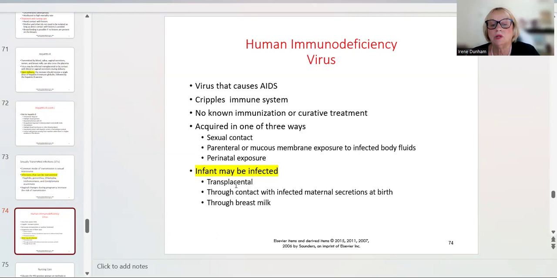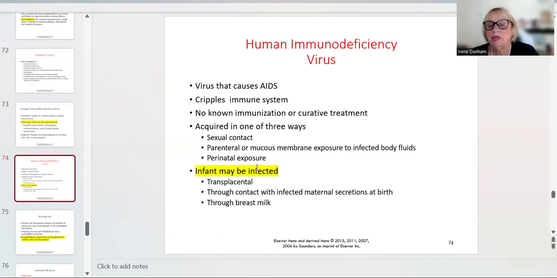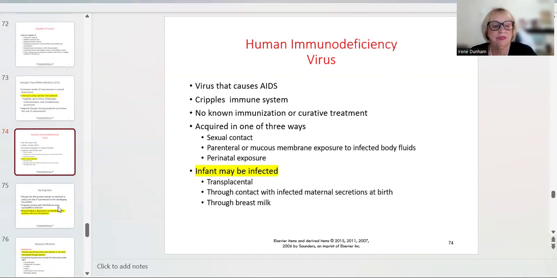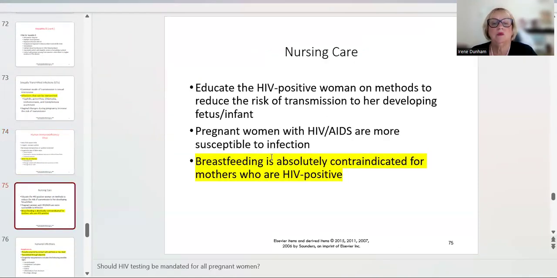So here, one, it crosses the placenta. Two, the baby comes in contact with infected maternal secretions at birth through the vagina. Then baby is going to get antiviral medications at birth and be treated, and mom will too. The sooner mom is diagnosed with HIV, if she comes in that first visit and she has HIV, the sooner we get her on antivirals, the better it is for the fetus. And here I go over another slide where I said breastfeeding is absolutely contraindicated. You will probably see that again.